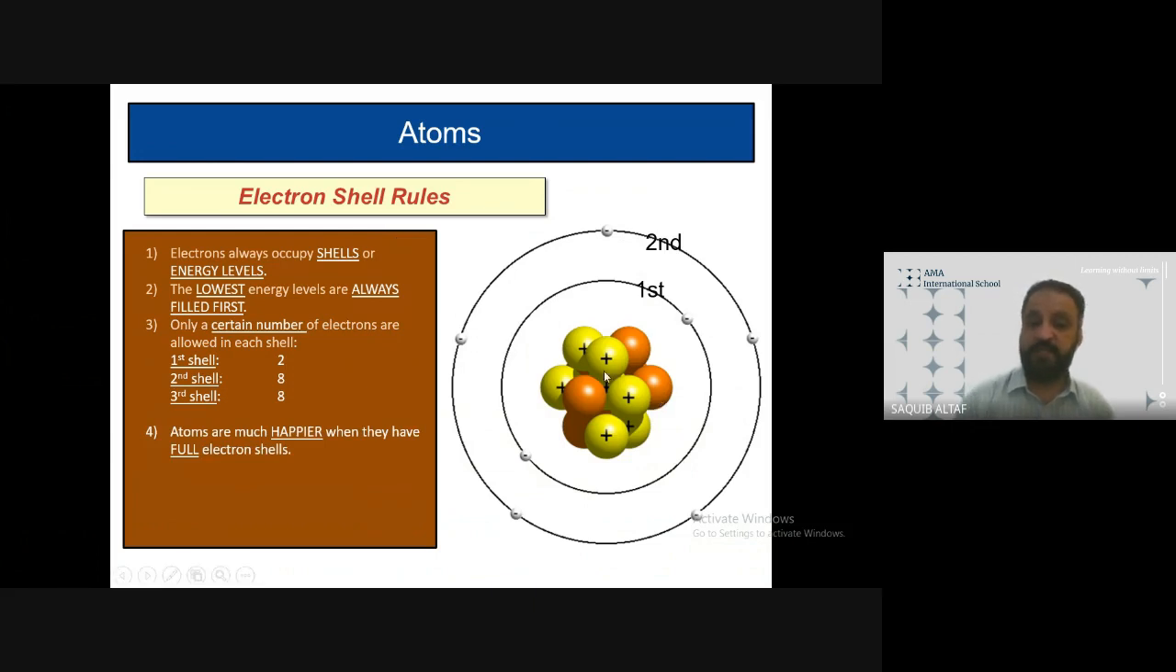When the shell is complete, see in this shell, 1, 2, 3, 4, 5, 5 electrons are there. So this atom is not happy. Why? Because there is space, more electrons can come inside. So it's uncomfortable, not happy over there, not stable. If you want to say that an atom is stable, it means its outermost shell should be completed, almost full.